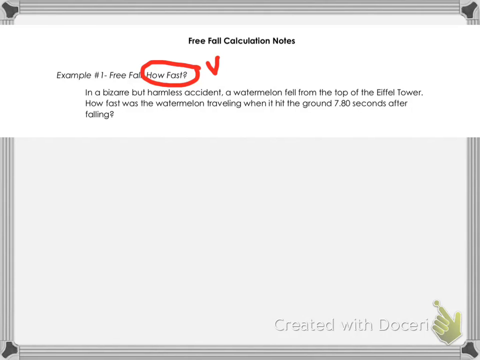So, as I read the question, in a bizarre but harmless accident, a watermelon fell from the top of the Eiffel Tower. How fast was the watermelon traveling when it hit the ground 7.8 seconds after falling? So I know 7.8 seconds, and I know that it fell from the top of the Eiffel Tower. So I know my time is 7.8 seconds.